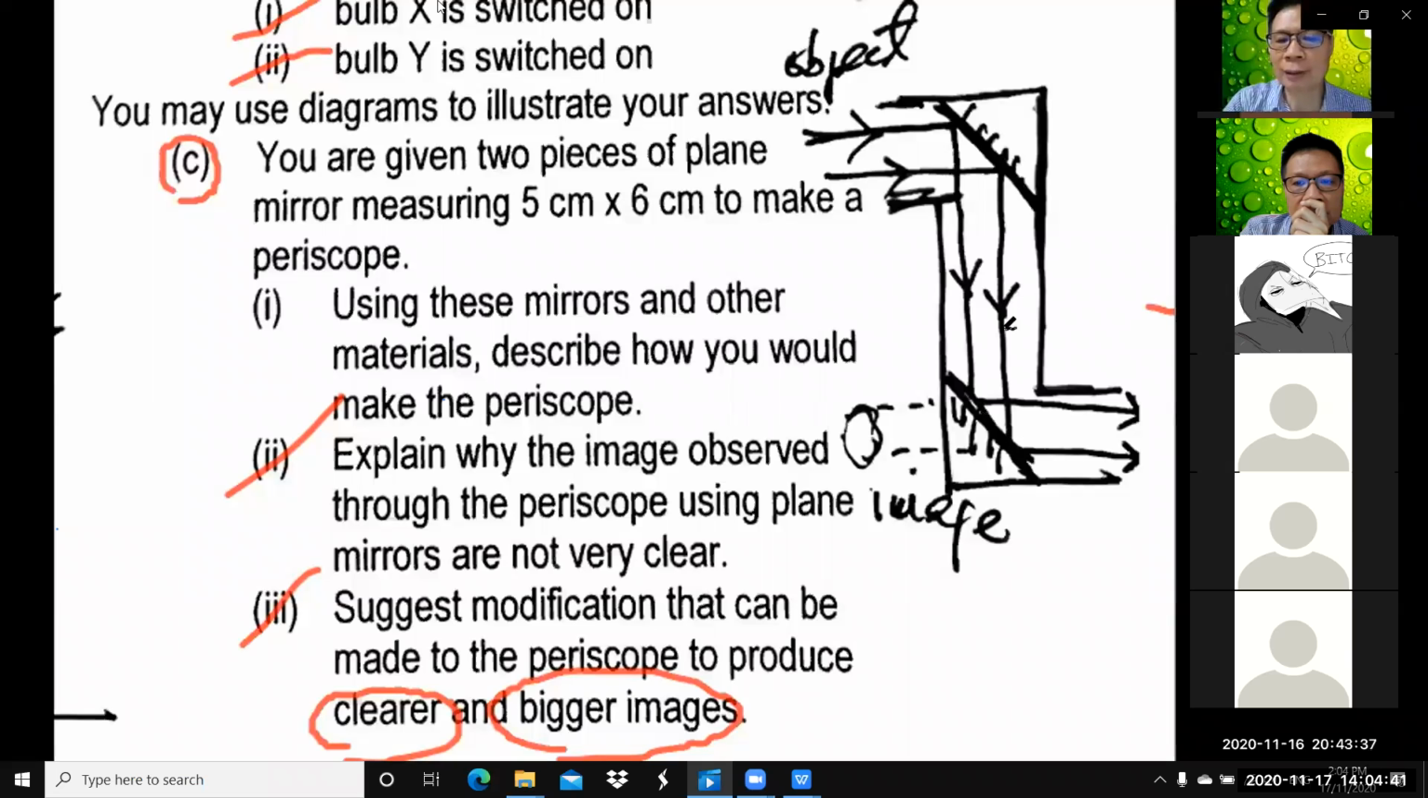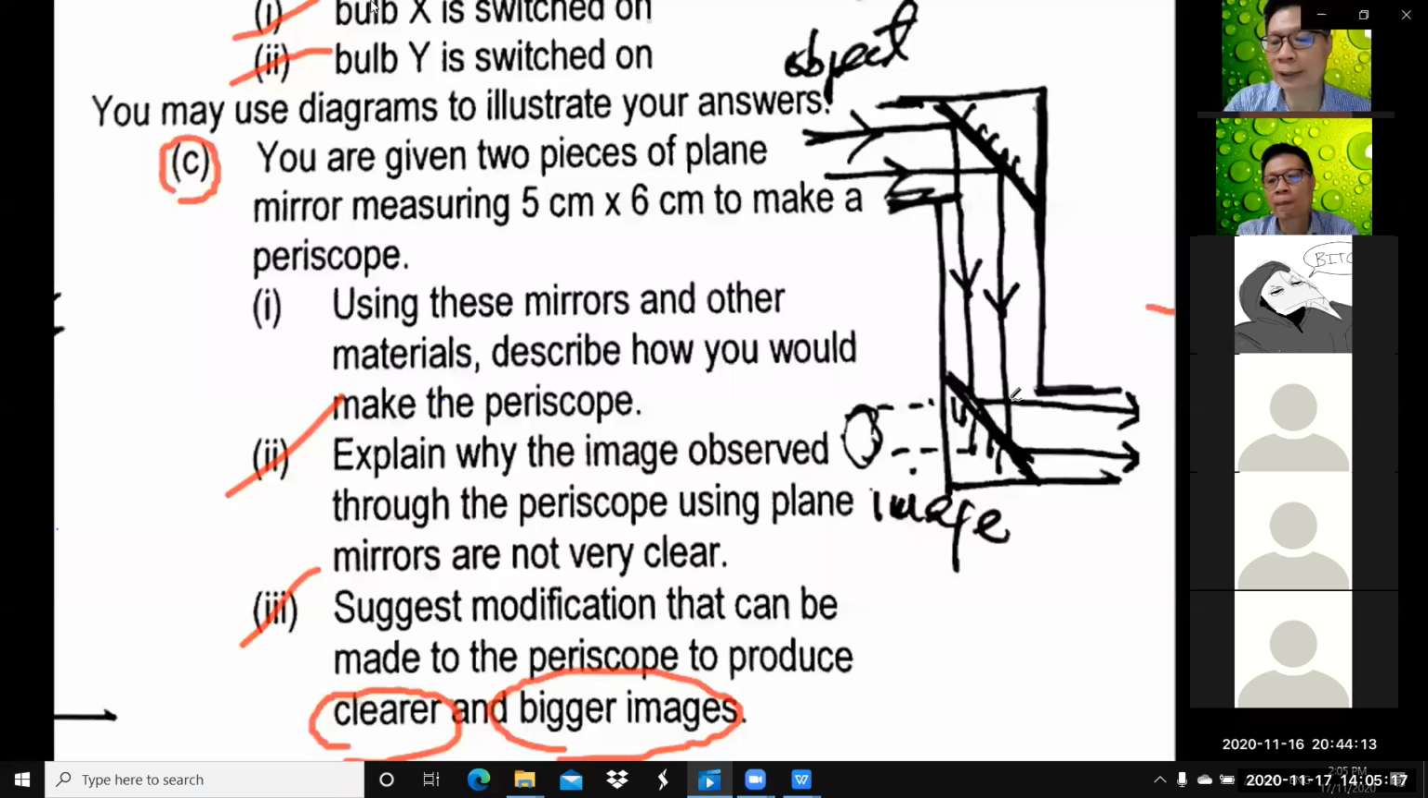So first answer, you write like this: replace the plane mirror by using glass prism. Replace the mirror by glass prism. G-L-A-S-S, glass, P-R-I-S-M, prism. Okay? But here it just says suggest only, no need to explain now.